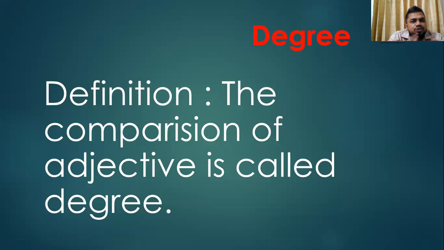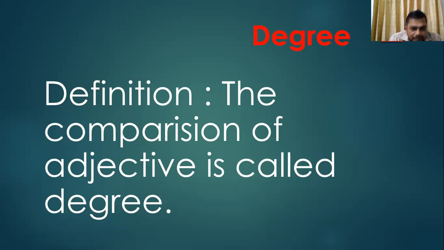There are three kinds of degree: positive, comparative, superlative. When there is no comparison of adjective, it is said to be of the positive degree. Jokhon adjective er kono tuluna hoy na tokhon ta positive degree hoy. He is a good student. That means he is good. No comparison with anyone. This is positive degree.